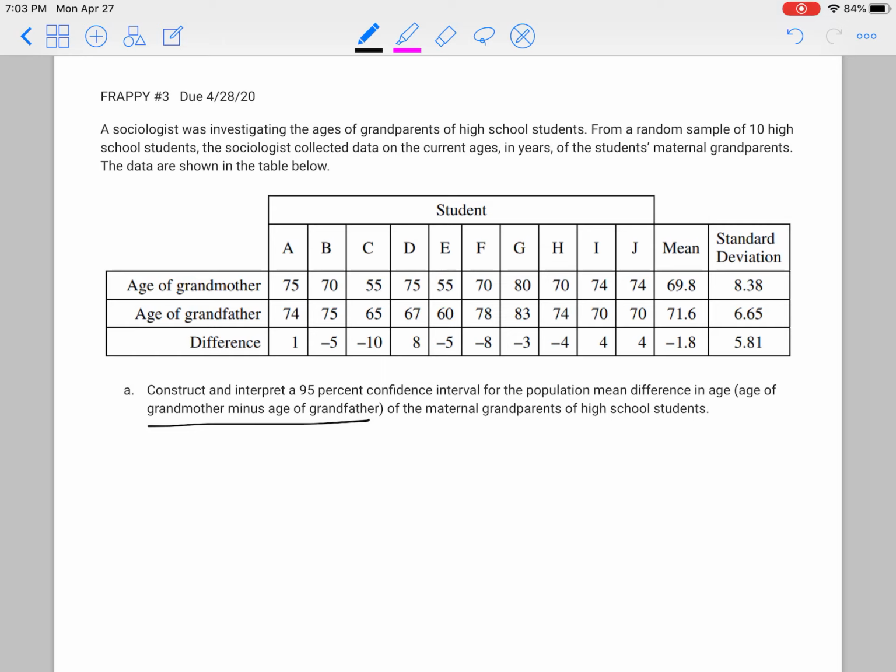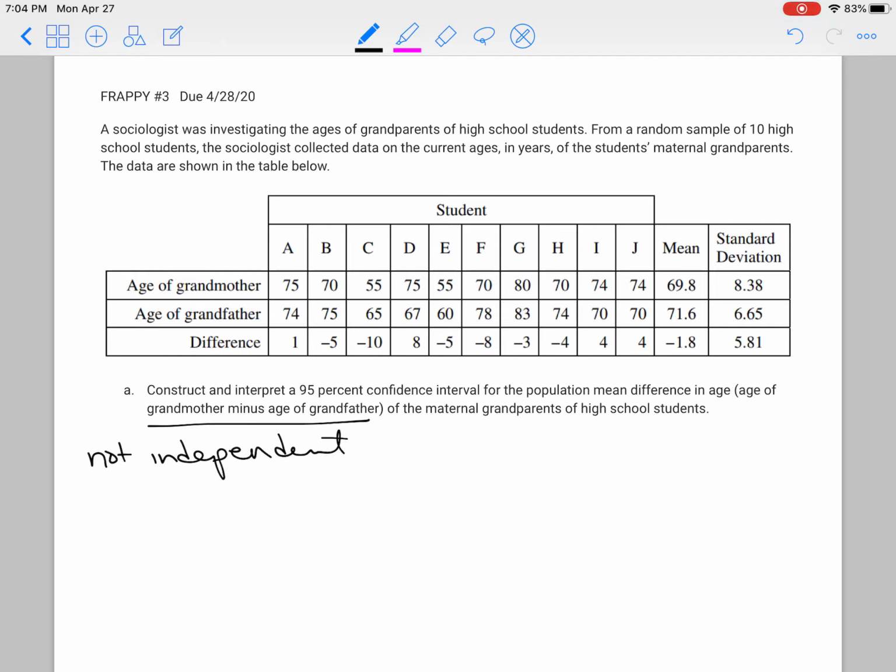So we first need to decide if we have a two-sample t-test or a matched pair t-test. And the big thing to realize is whether the age of the grandmother and the age of the grandfather are independent of each other. Since it's generally considered a married couple, and married couples are not independent, then it can't be a two-sample. It has to be a matched pair.